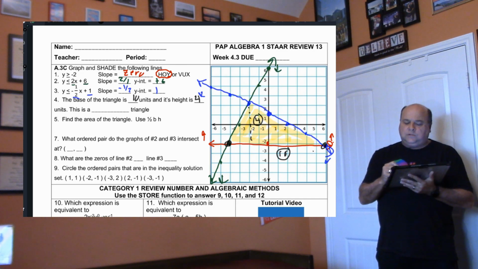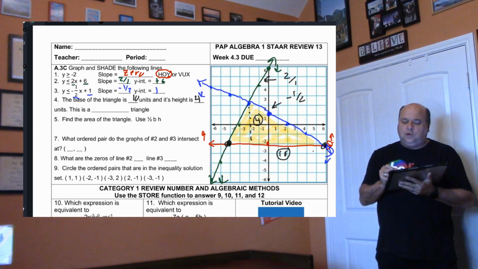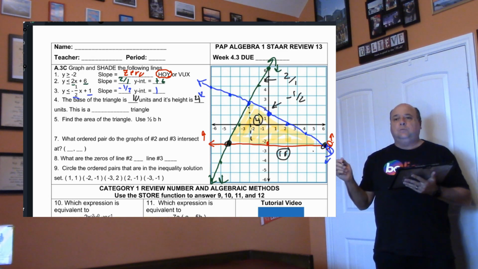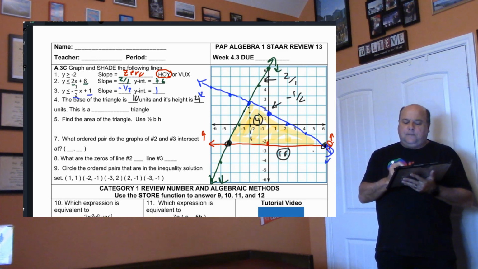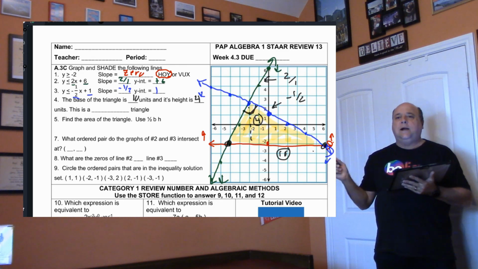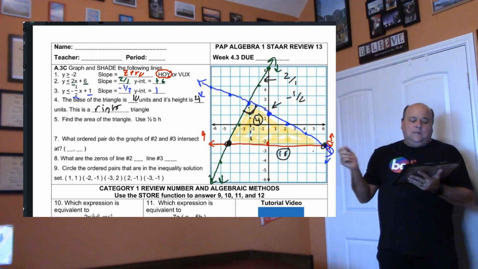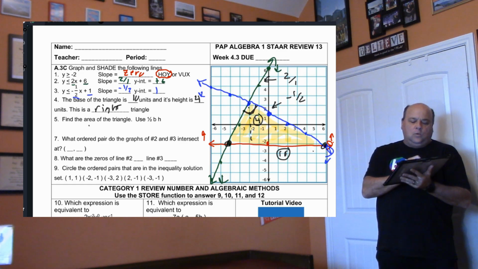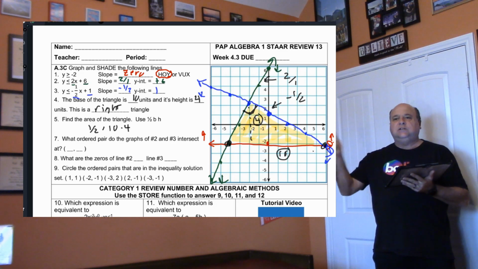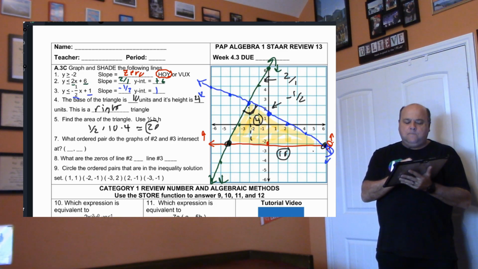So look at the slopes. This has a slope of -1/2. This has a slope of 2, or 2/1. They're opposite reciprocals, aren't they? If they're opposite reciprocals, this is a right angle. So this is a right triangle. The area of the triangle is going to be 1/2 times 10 times 4. Half of 10 is 5. 5 times 4 is 20.